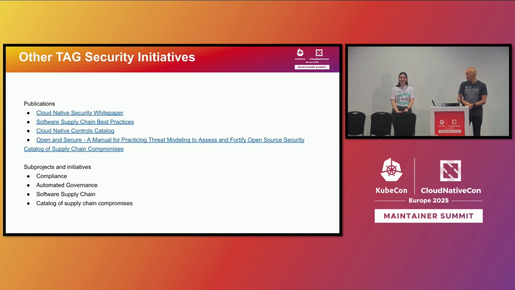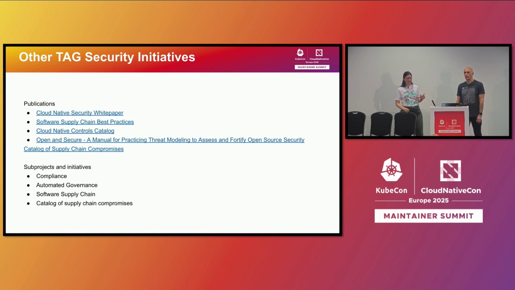So I'll do some quick hits of some other initiatives that the tag puts together. We have a bunch of publications. This is one of the big things that we do as a group: create publications that we hope are useful for the broader community. Our big one is the Cloud Native Security White Paper, which we update every few years to give a big overview of what's happening in cloud native security. We also have specific ones for software supply chain best practices, for folks looking to dig into that a little bit more. The Cloud Native Controls Catalog is a deep dive into that, as well as a whole manual about our threat modeling process, and one about the security assessment process in general.